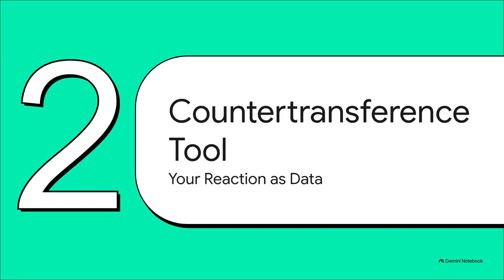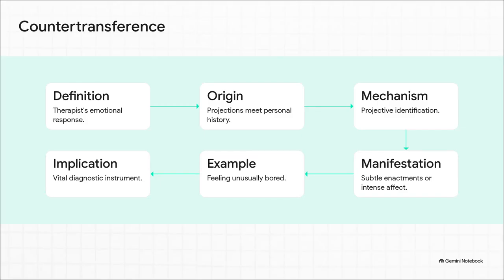Okay, moving on to our second pillar, countertransference as information. Now we're flipping the script to the therapist's experience. Countertransference follows a very similar sequence. By definition, it's the therapist's own emotional response. It originates from a collision, really, the patient's projections crashing into the therapist's own history. The intrapsychic mechanism driving this is usually projective identification, where the patient basically exerts interpersonal pressure on you. Clinically, this manifests as subtle little enactments or suddenly feeling some really intense affect.